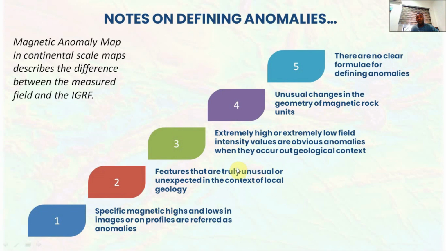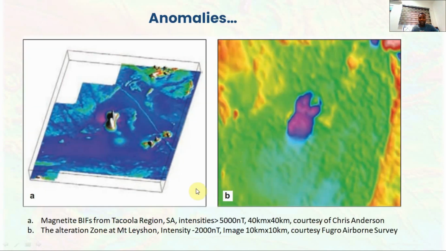If you look at some of the examples we have here, we can look at this. This is a magnetite banded iron formation from Takula region, South Africa. You can see the intensity.